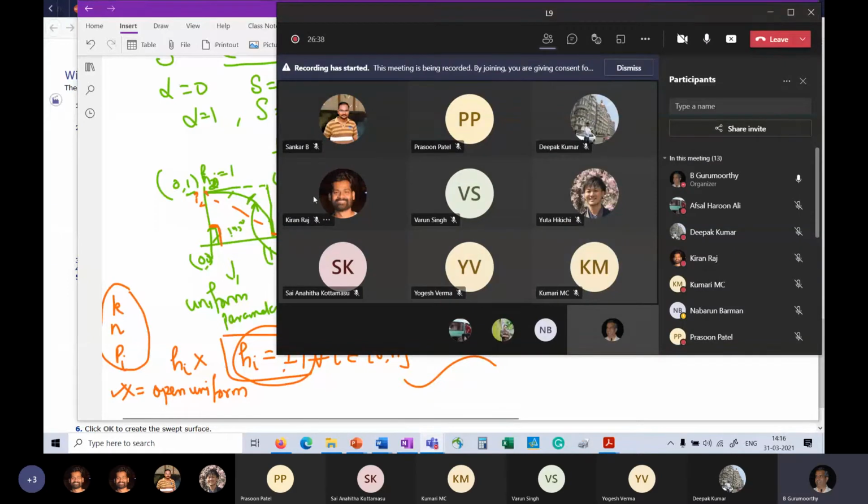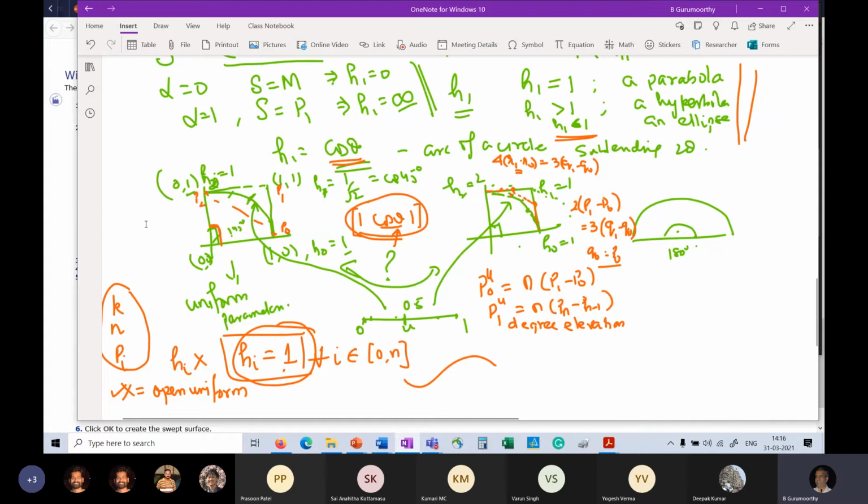Okay. If there are no other questions, then let me go back to my question, which I left with you at the end of the last class. I said that now you know how to define an arc of a circle which subtends an angle theta at the center. So I drew one arc of a circle which subtends an angle of 180 at the center. And my question to you was to tell me the representation of this arc. So do we have an answer now?